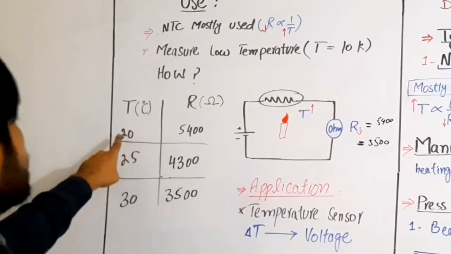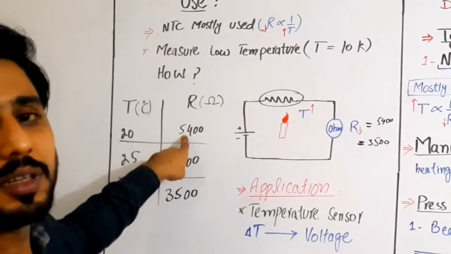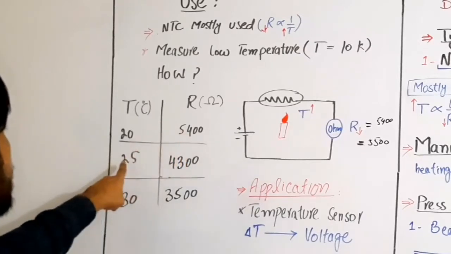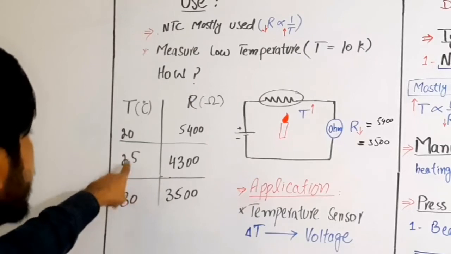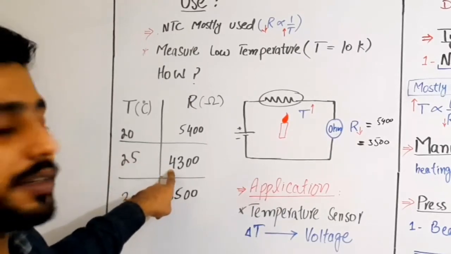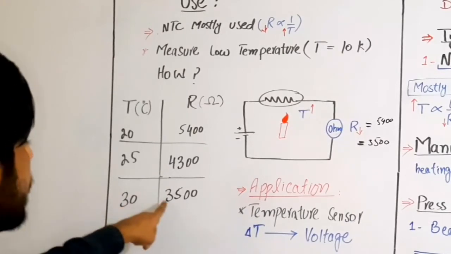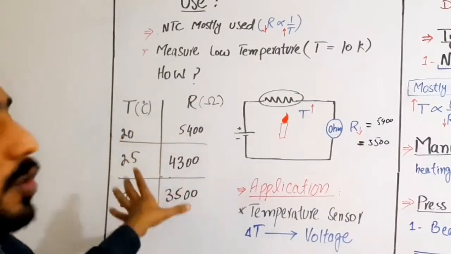Suppose if the temperature is 20 degrees Celsius, the resistance will be 2400. This value is calculated experimentally, and if the temperature is 25 degrees Celsius, then the resistance will be 4300. And similarly, if the temperature increases, then the resistance becomes 3500. These are calculated by a formula.